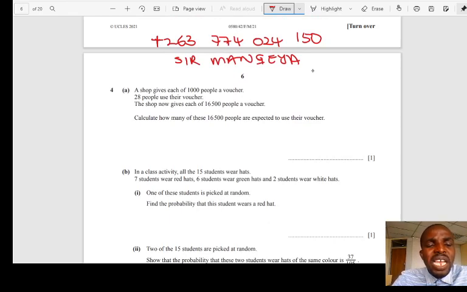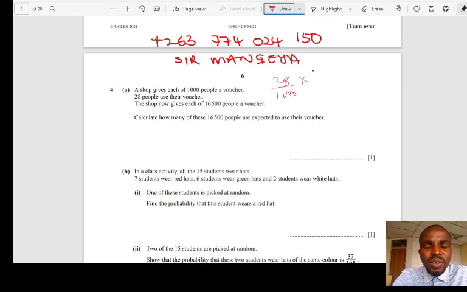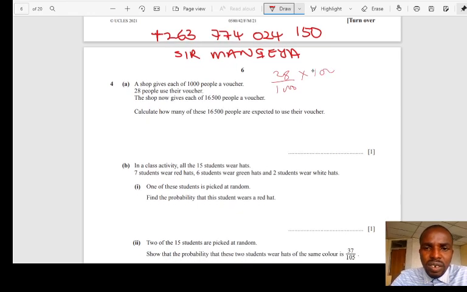Right, next, question number 4. It reads: a shop gives each of 1,000 people a voucher. 28 people use their voucher. The shop now gives each of 16,500 people a voucher. Calculate how many of these 16,500 people are expected to use their voucher. So first, we can calculate the percentage of people who are expected to use the voucher. In this case, out of 1,000, only 28. So 28 over 1,000 times 100%. Or you can just say 28 over 1,000 times 16,500.